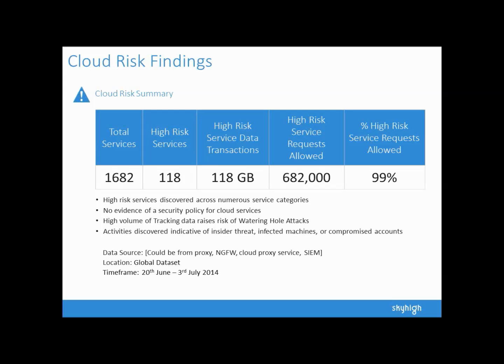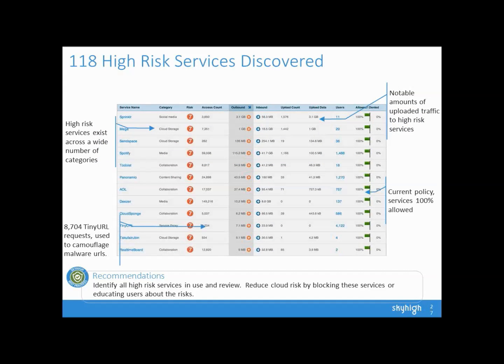And then if we go into a little more detail here, we can show for each of those services our risk rating, the organization, the service name, the category of the cloud service, the number of requests to it, the amount of traffic that's being pushed out to that service, the amount of traffic coming in. And you can see here in this example at the top, Sprinkler has been used by only 11 users, but those 11 users have uploaded 3.1 gigabytes of data. And on the right-hand side, you see the column allowed, denied, but actually 100% of the requests to that service were allowed through the proxies or firewalls.